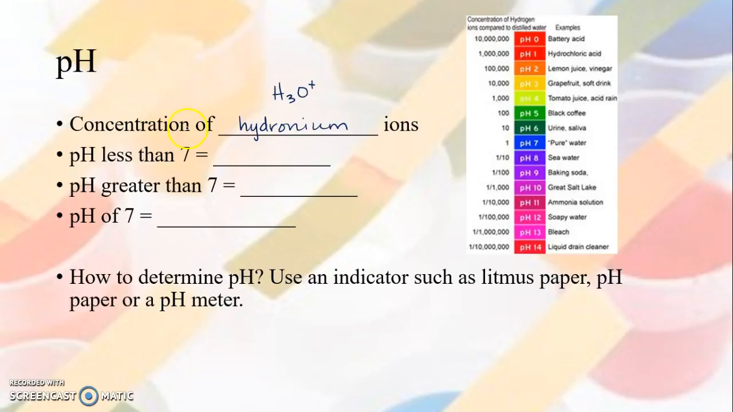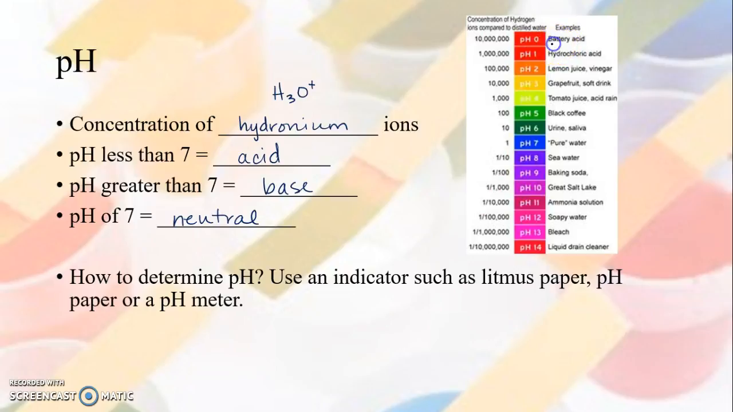All right. If the pH is less than 7, it's going to be an acid. If the pH is greater than 7, it's going to be a base. And if the pH is 7, it's neutral. Okay. Over here we have a chart of some different stuff that's here.